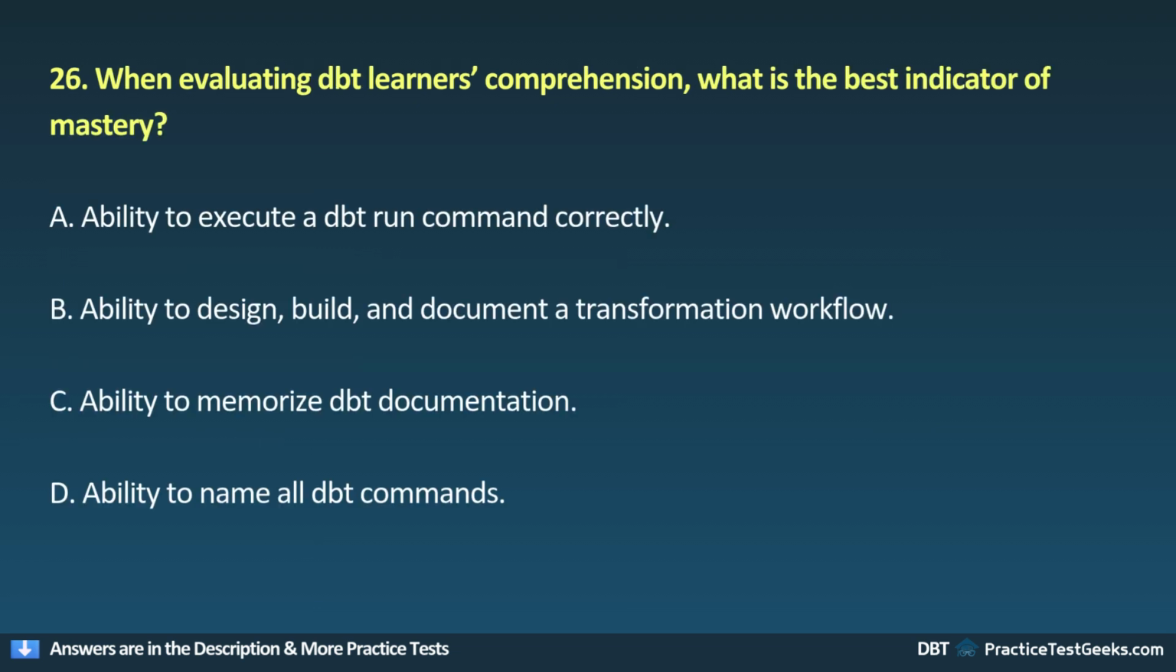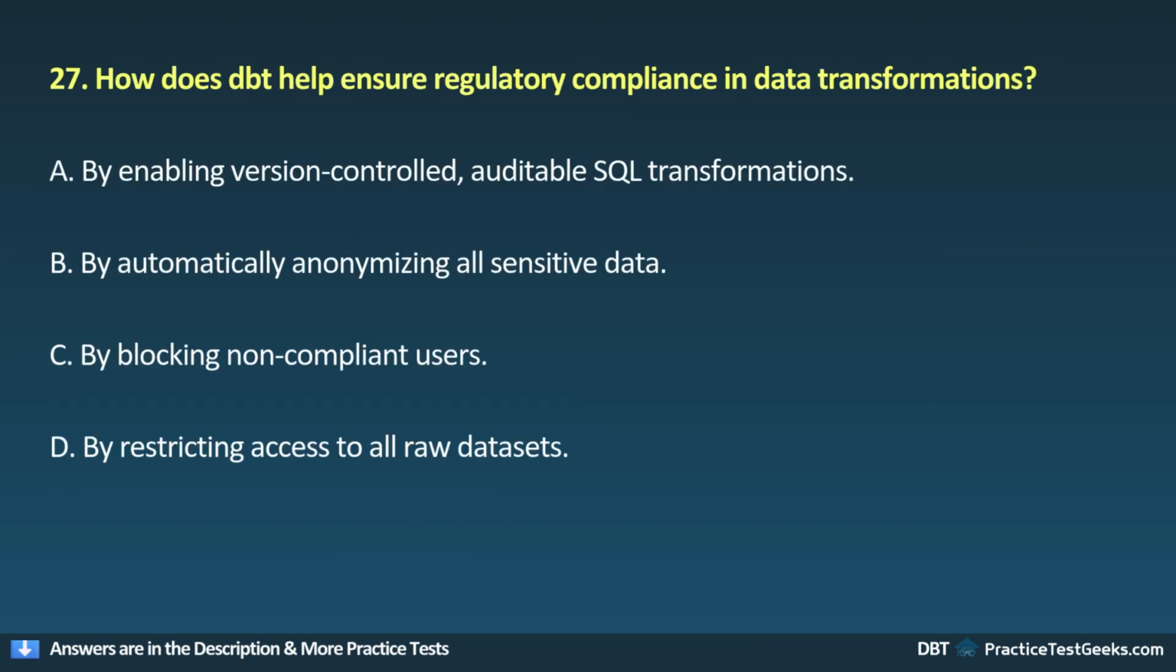26. When evaluating DBT learners' comprehension, what is the best indicator of mastery? A. Ability to execute a DBT run command correctly. B. Ability to design, build, and document a transformation workflow. C. Ability to memorize DBT documentation. D. Ability to name all DBT commands.